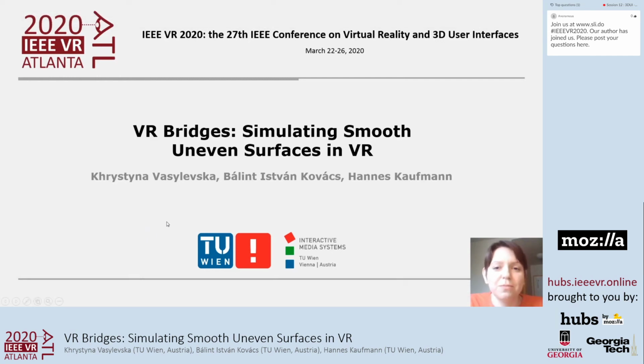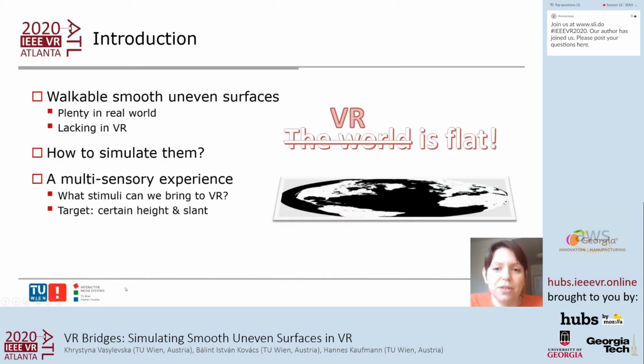Hello everyone, I'm Kristina Vasilevska and I'm presenting a paper, VR Bridges: Simulating Smooth Uneven Surfaces in VR. The real world is full of surfaces and many of them are smooth and uneven. At the same time, virtual reality is kind of flat. So how do we simulate such surfaces? What stimuli can we implement in VR to achieve our desired illusion of certain height and slant?